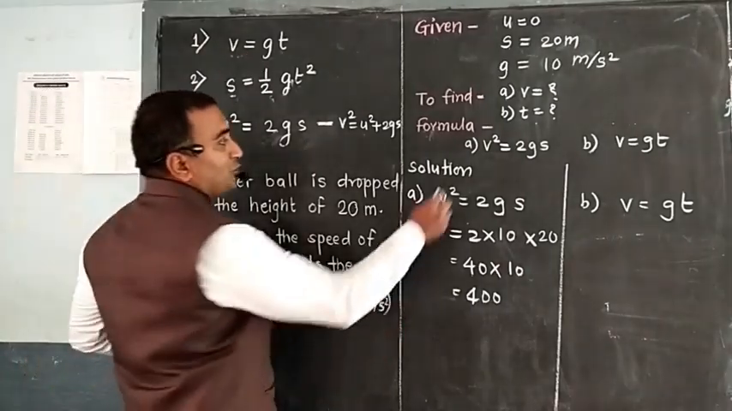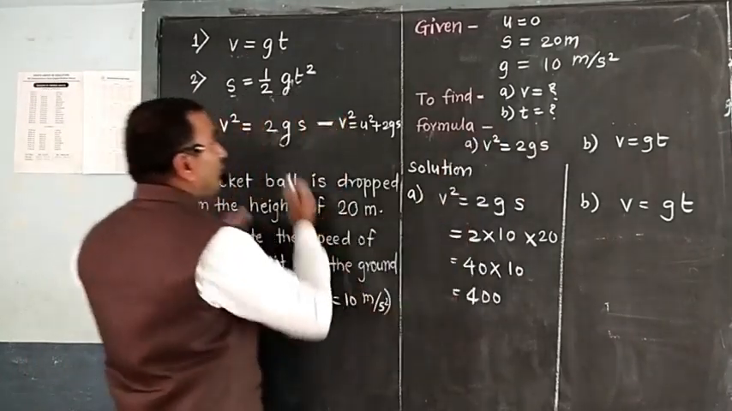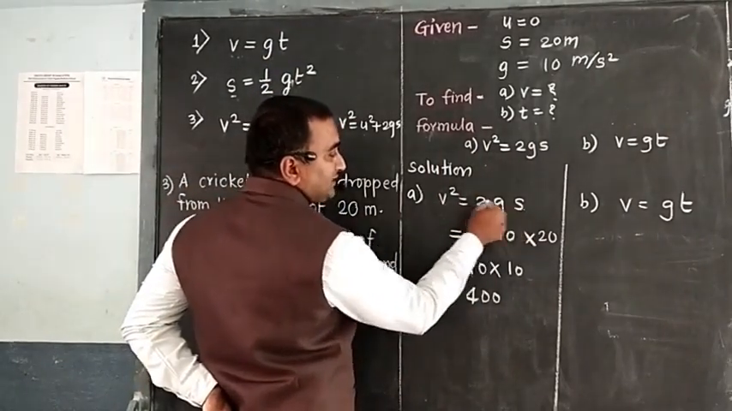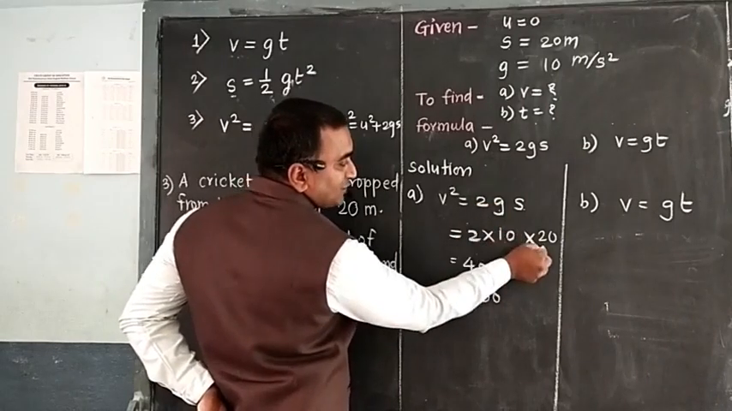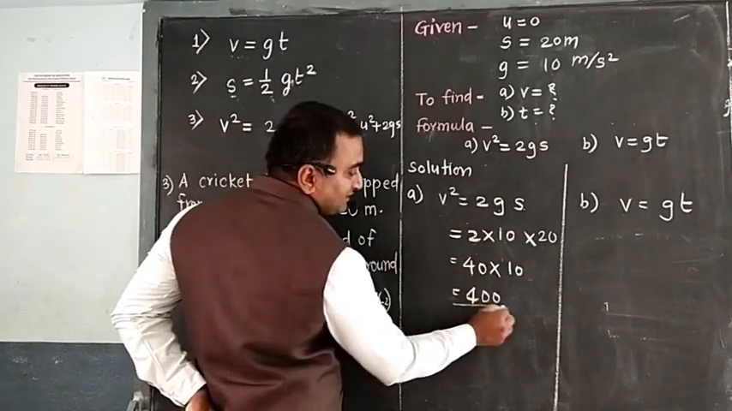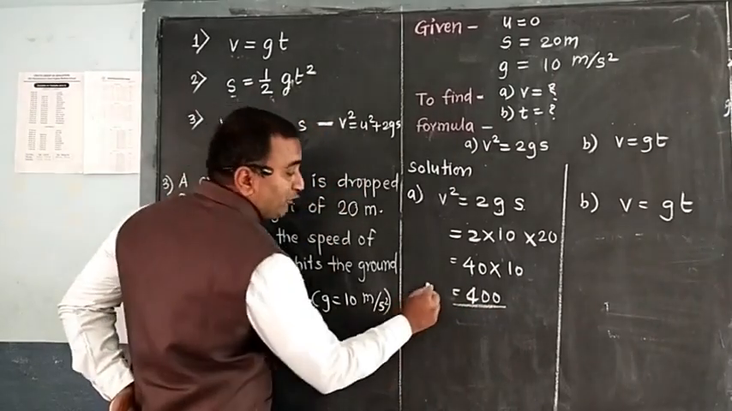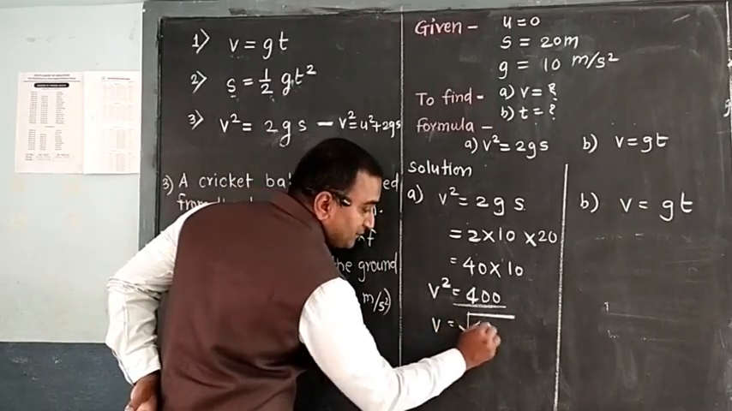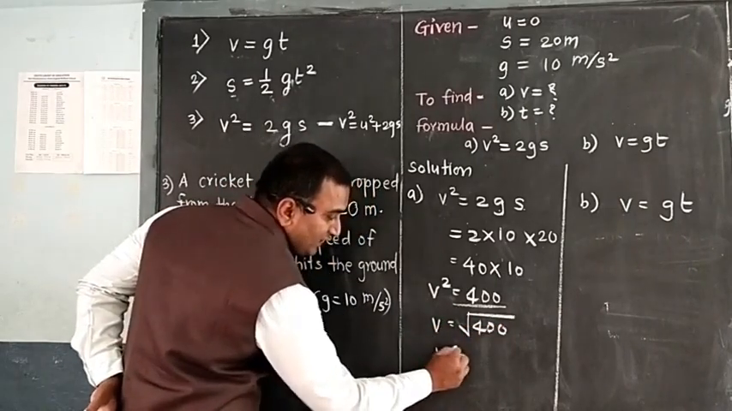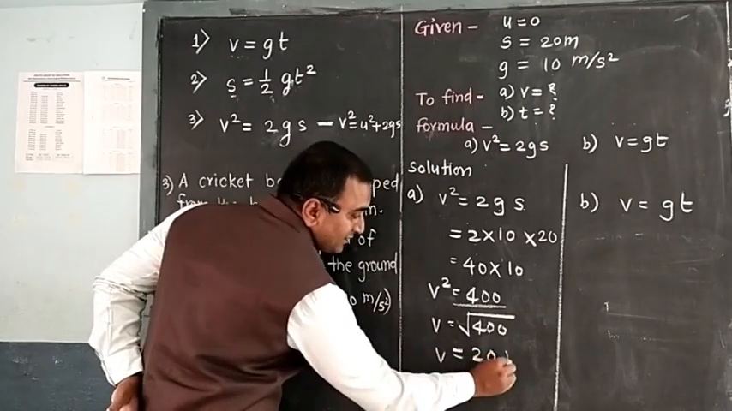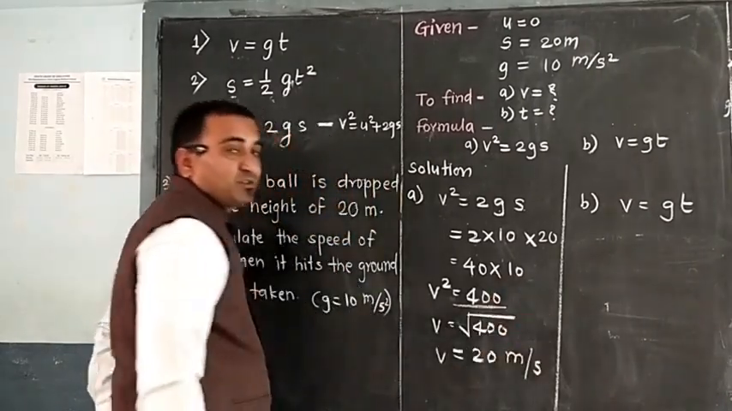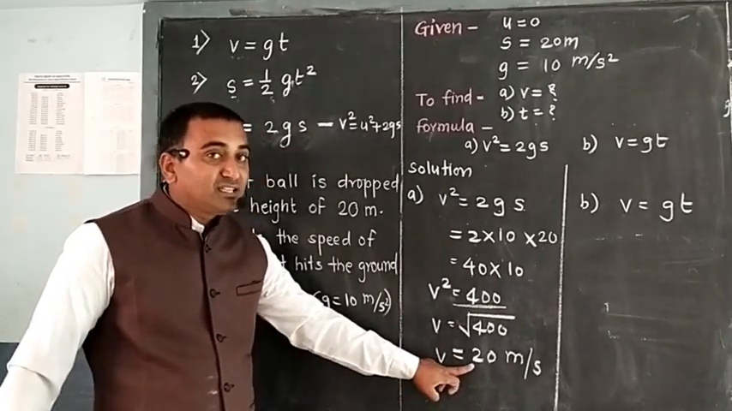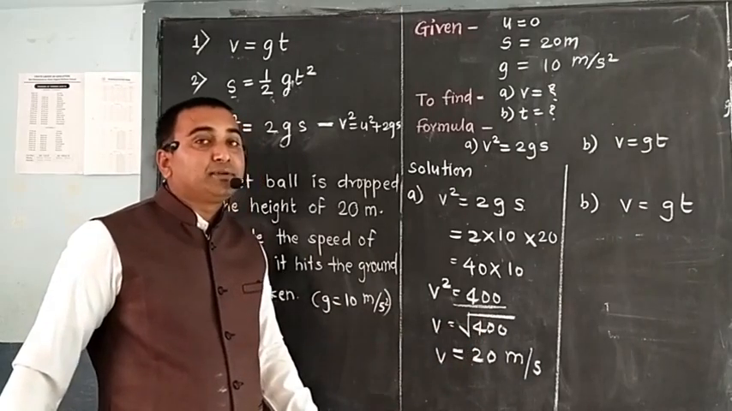See what is here: v squared is equal to 2gs when the object is falling freely. So v squared is equal to 2 into g into s. The value of g is 10, the value of s is 20. So here we are getting the answer 400. But don't forget, it is v squared. So v is equal to the square root of 400. So v is equal to 20 meters per second. So when the ball hits the ground, the final velocity should be 20 meters per second.